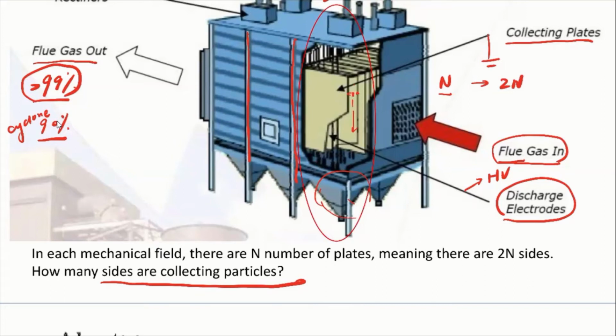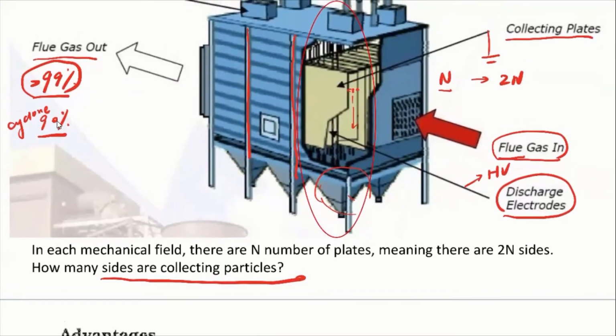So it's going to be something like 2n in the final term, right? But based on the geometry of the ESP, you see that there's no wire further outside this external plate, right? So the plates at the ends of the mechanical field only use one side to collect particles. Because of that, the number of sides being used to collect particles is going to be 2n minus 2, mainly because we have two plates at the ends where we don't use the surface area. So we need to choose the third option, which means that 2n minus 2 sides are being used to collect the particles, okay?